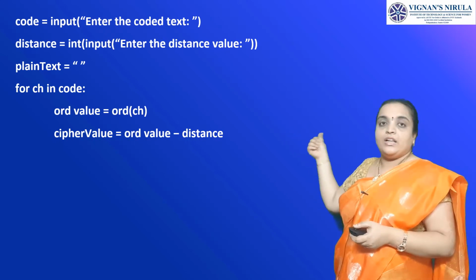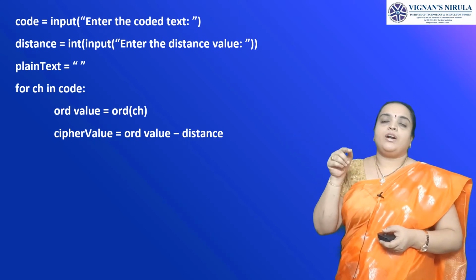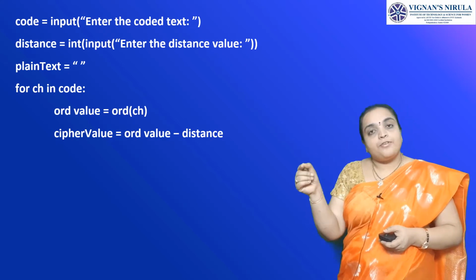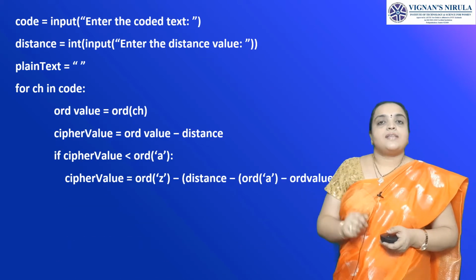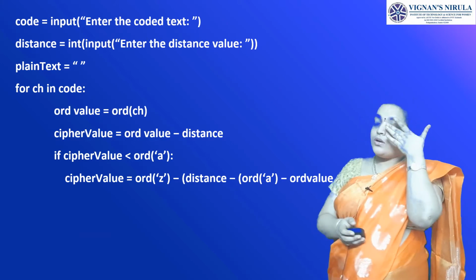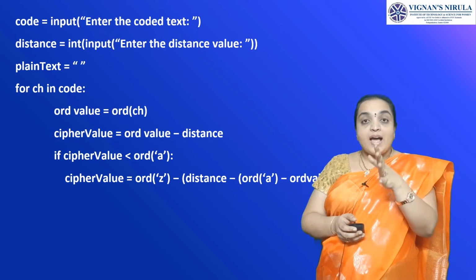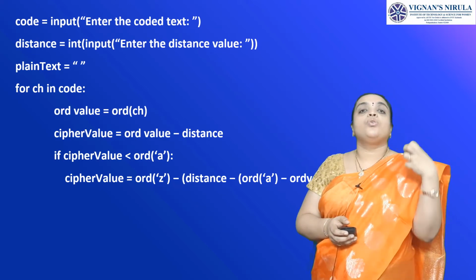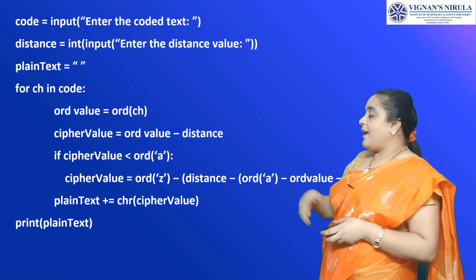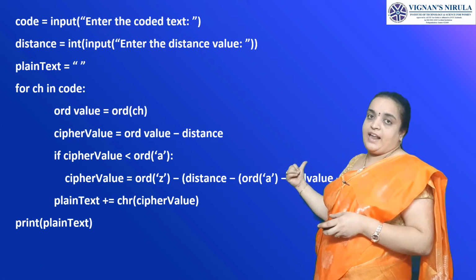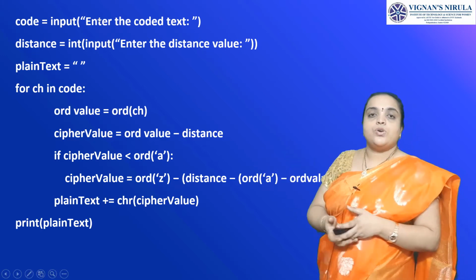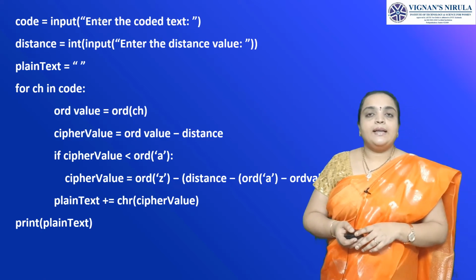For each and every character in the code, we convert it into ASCII value, and the distance is subtracted from that ASCII value. That value is stored in the cipher value. Is that clear? Yes. Then if it is less than A, we have to take that value to a value greater than A. So that is done here. Then the character for the cipher value is extracted and added to the plain text. So print plain text. Is that clear, students?